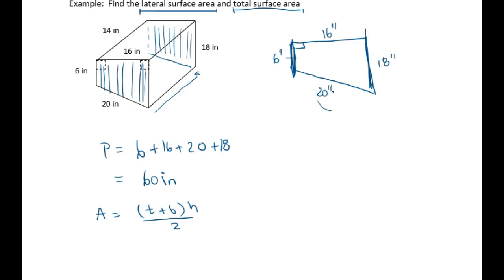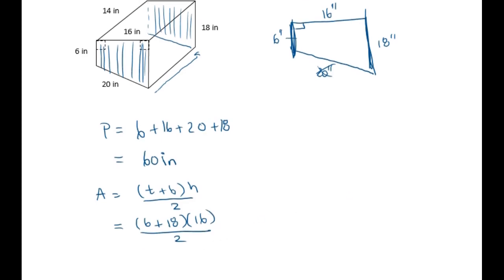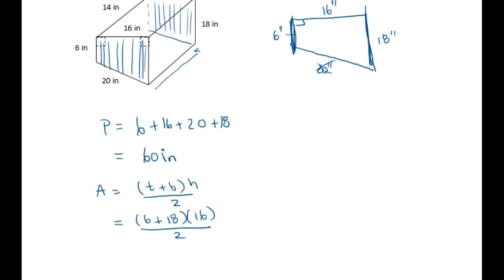So we don't really care about the 20 associated with area. We care about our top and our bottom, 6 plus 18 multiplied by 16 divided by 2. So 6 plus 18 are parallels multiplied by a perpendicular divided by 2. And when you put that into your calculator, do the mathematics around it, you end up getting 192 inches squared.